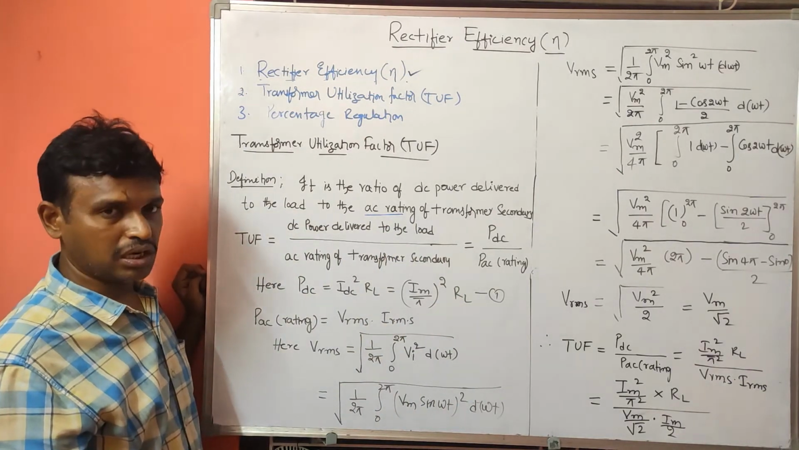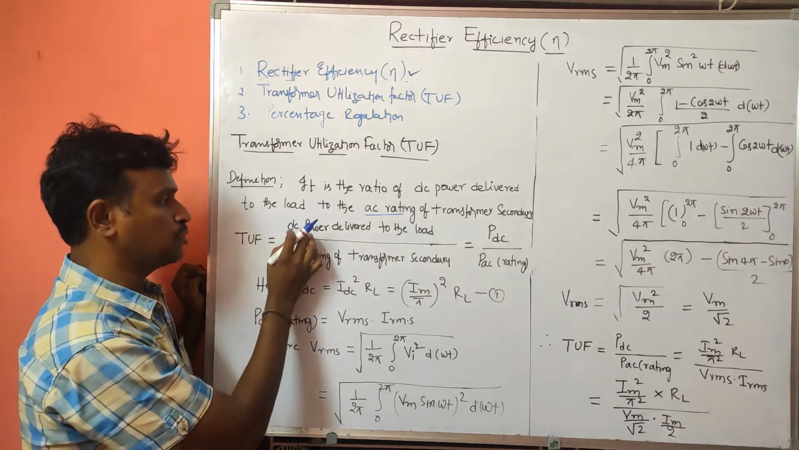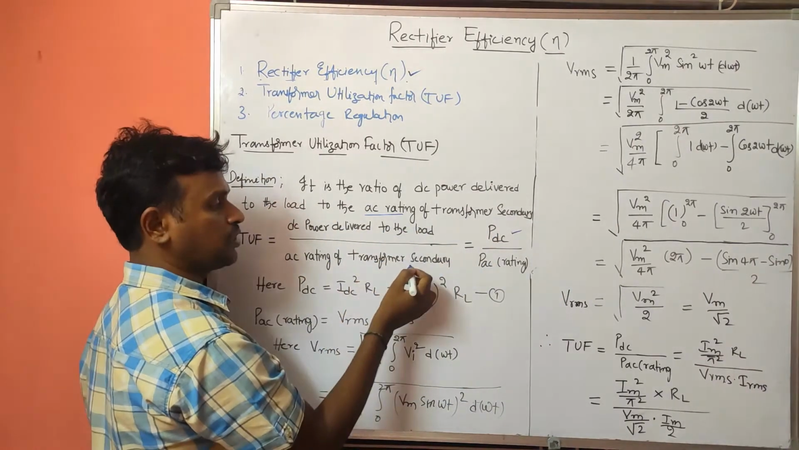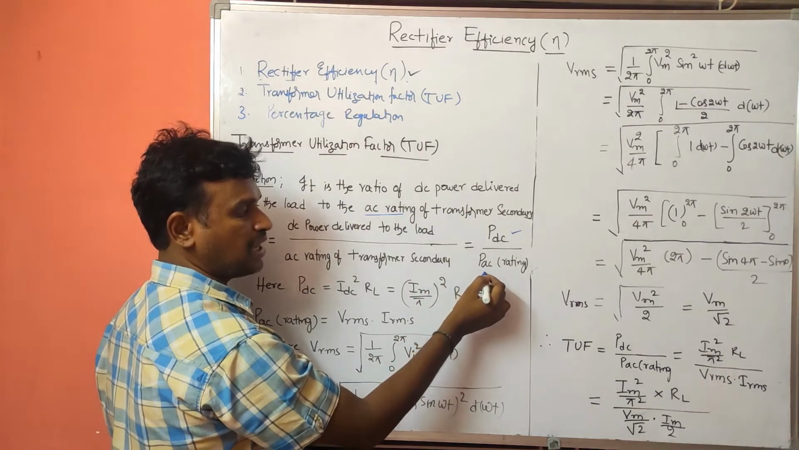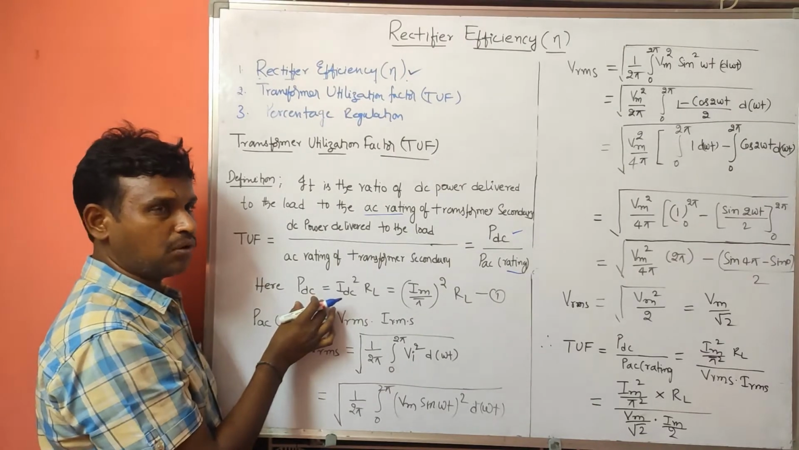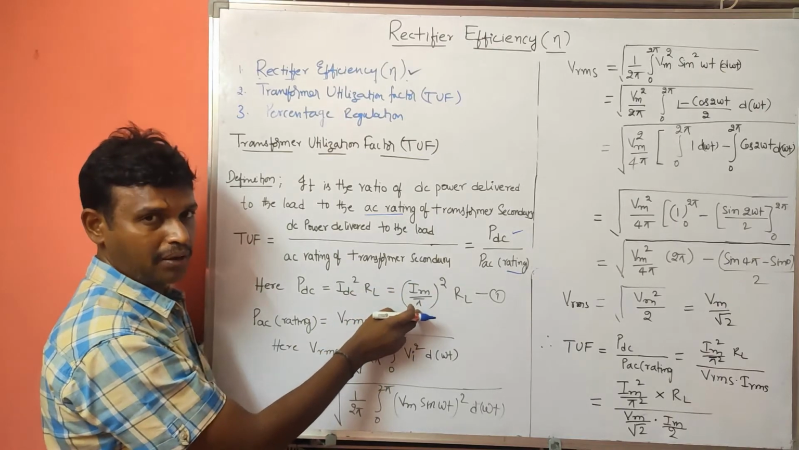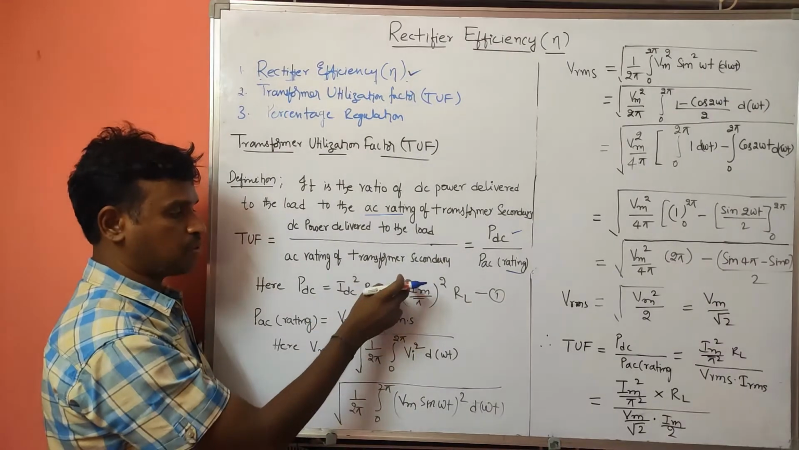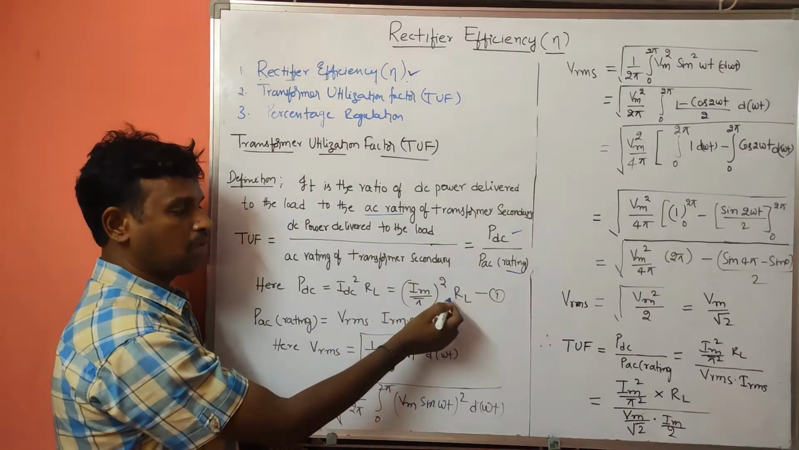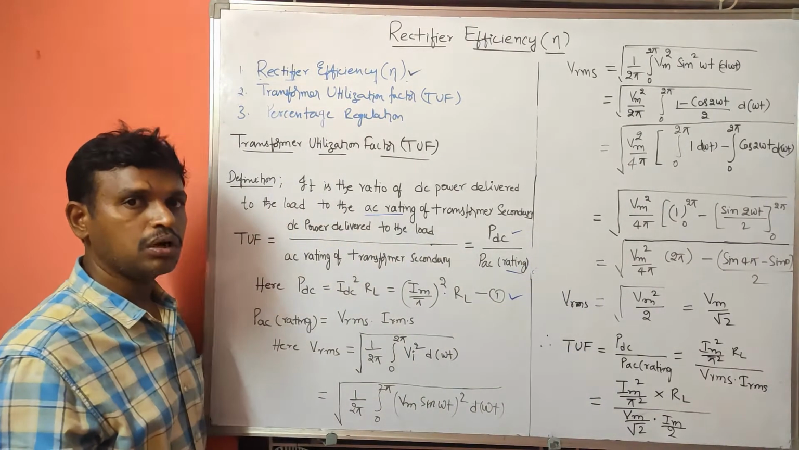Okay, so what is AC rating here? We will see. Transformer utilization factor is equal to the DC power delivered to the load, PDC, over the AC rating of the transformer secondary, which I am taking as PAC rating. We know that PDC is equal to IDC square into RL. IDC we know is Im by pi, so substituting Im by pi in place of IDC, it becomes Im by pi whole square multiplied with RL. I am taking this as equation number 1.